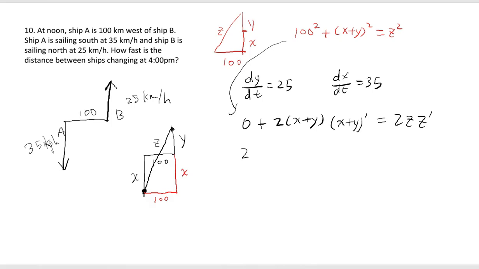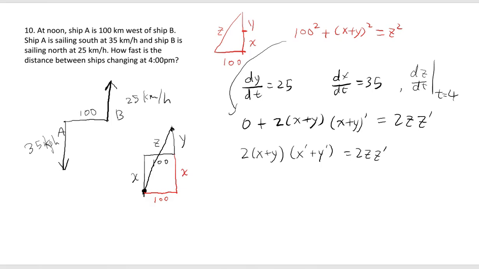So you end up with 2 times x plus y times x prime plus y prime, equals 2z z prime. Oh, I should have written down the question also. What is it asking? It's asking for dz/dt when t is 4 hours after they departed, right? It started at 12 noon, and now it's 4 p.m., so the time spent is 4 hours. So that's what we are looking for. So we are looking for this z prime.